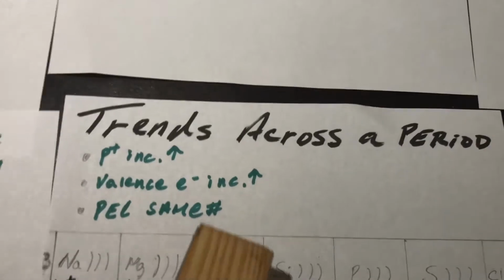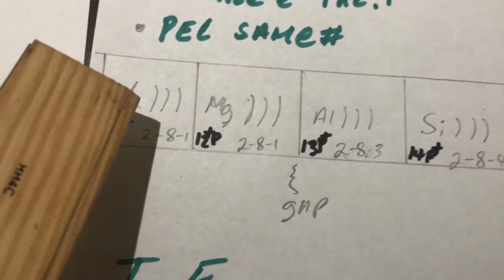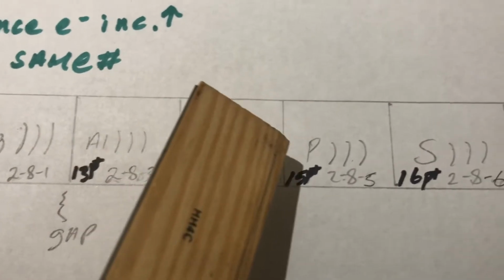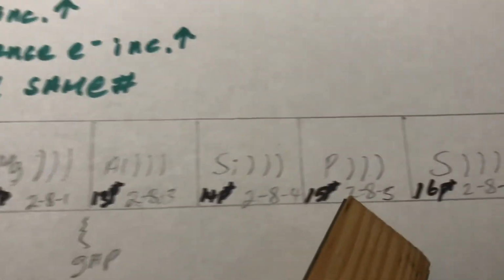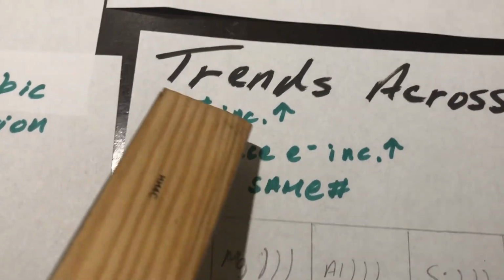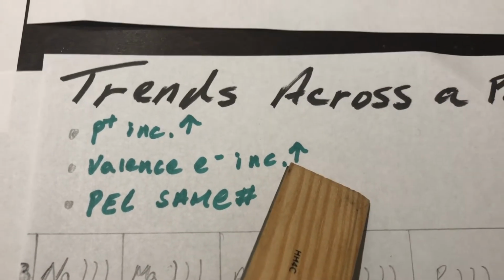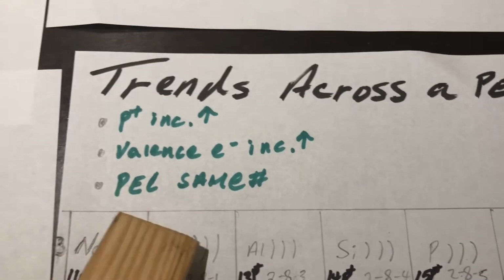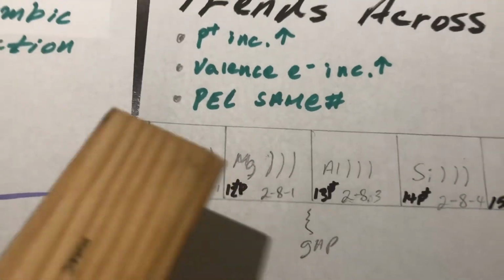Alrighty, let's look at trends across a period, okay? Now, as we go across a period, we're in period 3, see that little 3 right there? Notice all of them have 3 energy levels that I drew there, okay? And you also notice the number of protons, 11, 12, 13, 14, 15, are increasing. Now, what's happening, folks, as we go from left to right? The protons are increasing. The valence electrons are also increasing, okay? So our charge is increasing, right? But the principal energy levels, if you notice, 3, 3, 3 all across, they're staying the same, okay?